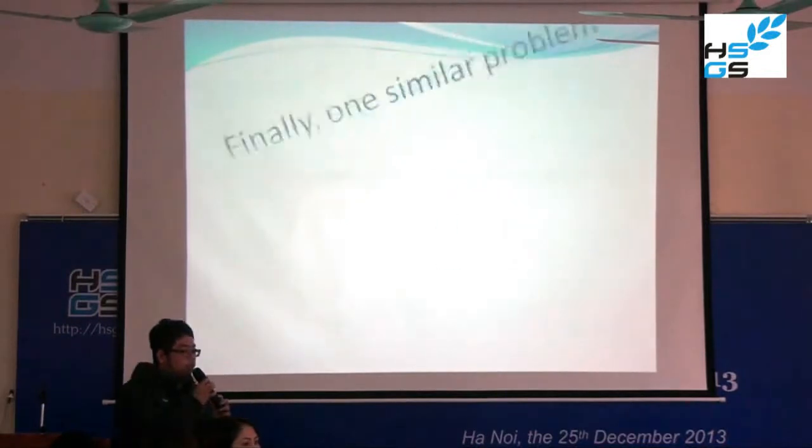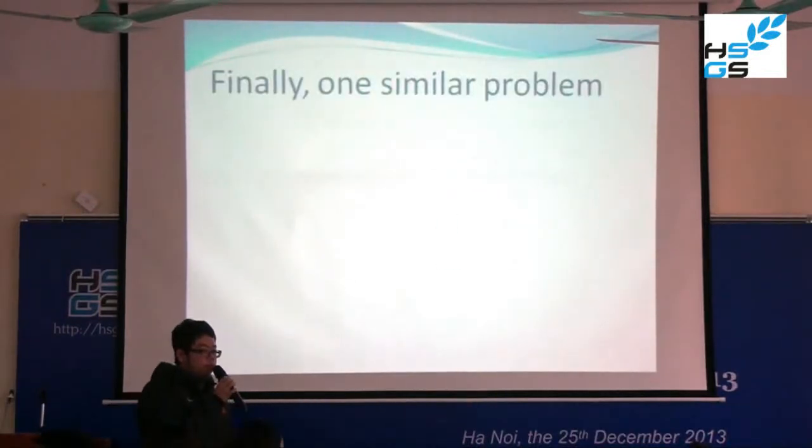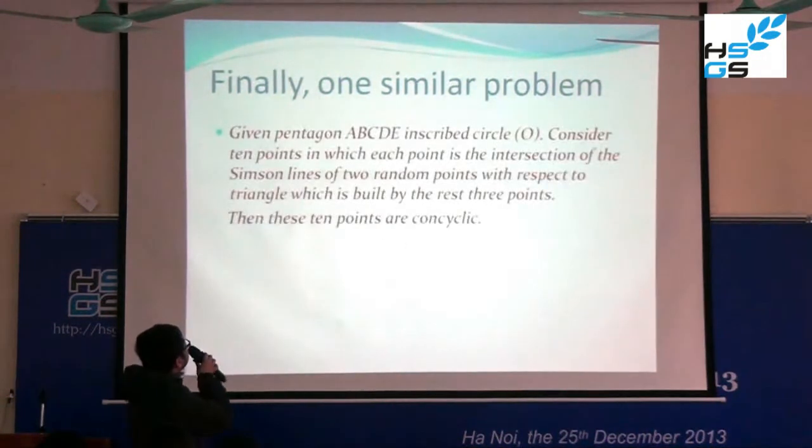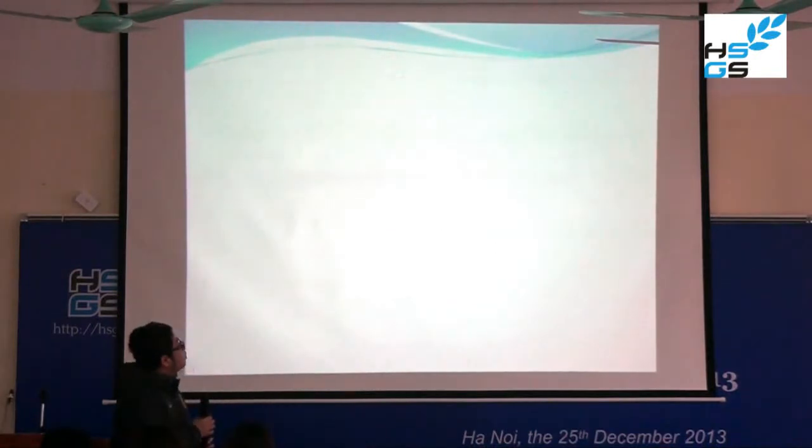Finally, we cover a beautiful and very amazing problem. Given pentagon ABCDE inscribed in a circle O, consider 10 points where each point is the intersection of the Simpson lines of 2 random points with respect to the triangle which is built by the other 3 points. Then these 10 points are concyclic.